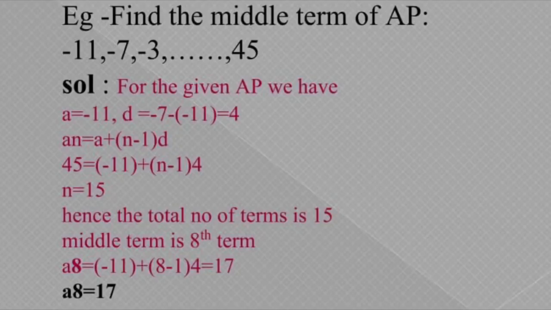Here the total number of terms are 15 and we have to find the middle term. If the total number of terms are 15, then the middlemost term should be the eighth term, because before eighth term we have seven terms and after eighth term again we have seven terms. So eighth term divides the total number of terms into two equal parts. So formula for eighth term, again we are using the formula for nth term. An is equals to a plus n minus 1 into d. So replace n by 8. A8 is equals to minus 11 plus 8 minus 1 into 4, which is equals to 17. So here the middle term is 17.